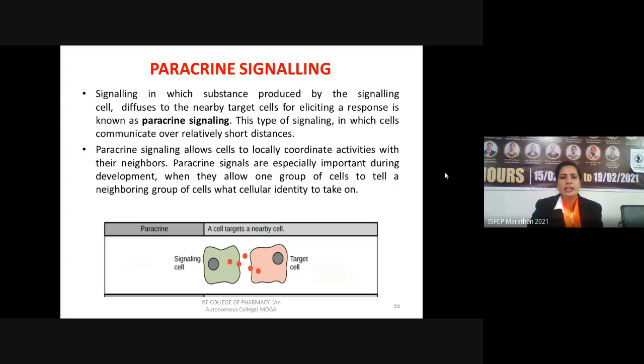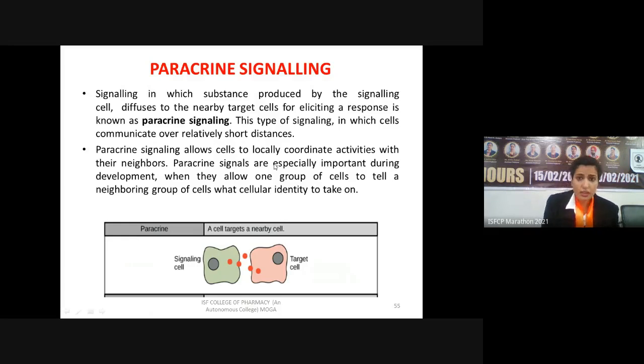Next we have paracrine signaling. Paracrine signaling is the signaling which targets the nearby cells, or the neighboring cells. In this signaling, it communicates over a short distance. So signaling in which substances are produced by a signaling cell and diffuse to nearby target cells for generating a response is termed paracrine signaling. In this type of signaling, the cells communicate over very short distances.